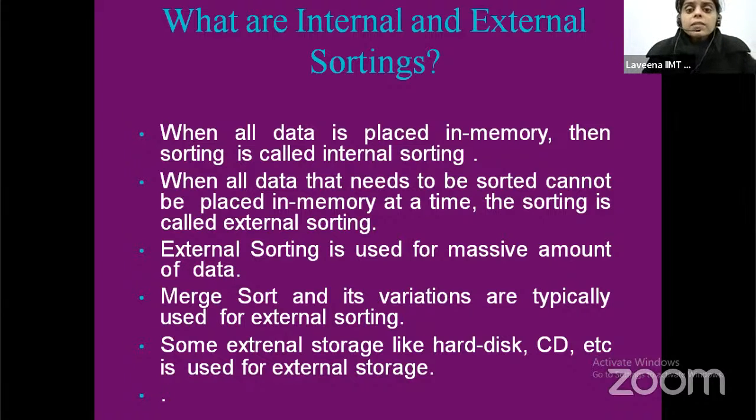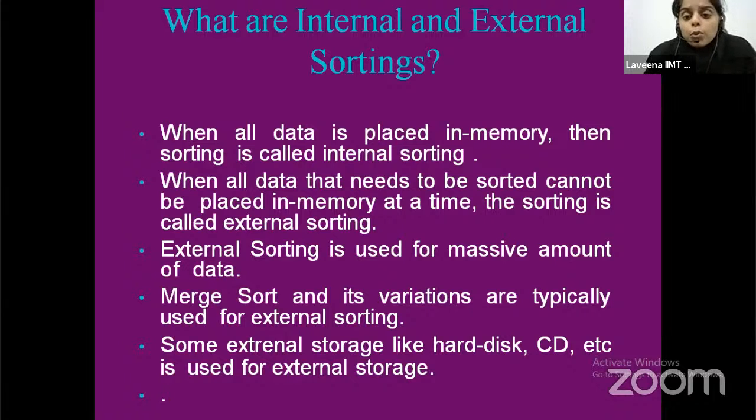When all data is placed in memory, then sorting is called internal sorting. It means when we are storing the whole data list in memory, that is internal sorting. When all the data to be sorted cannot be placed in memory at a time, the sorting is called external sorting. When we are using external sources for storing our array list, then it is called external sorting.